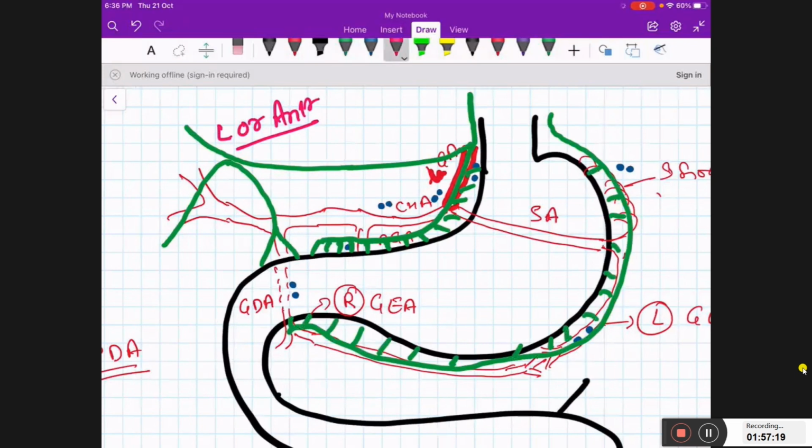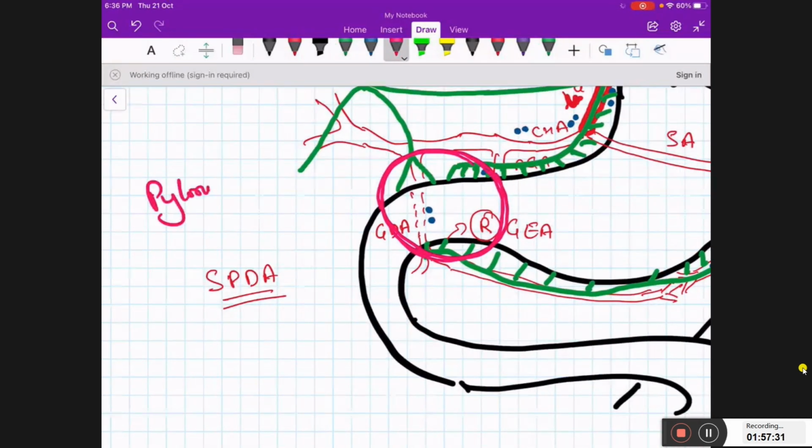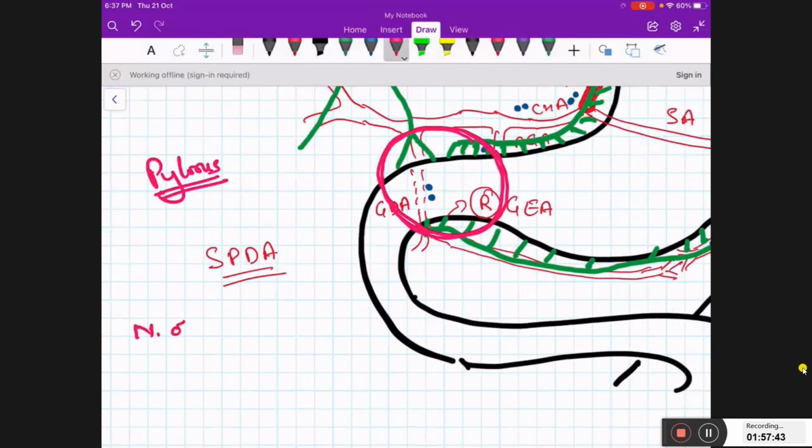Now, a very important point to note: all those branches of the vagus nerve which are supplying the pylorus of the stomach are called nerves of Latarjet.